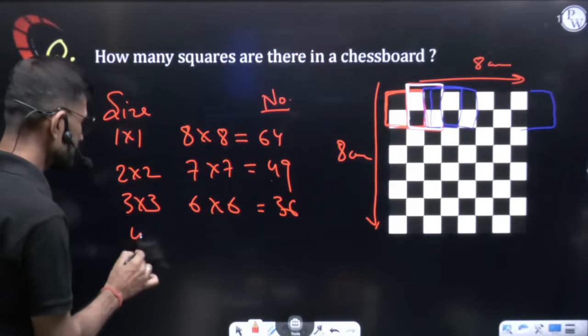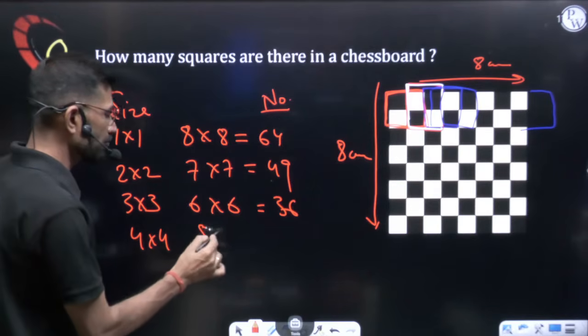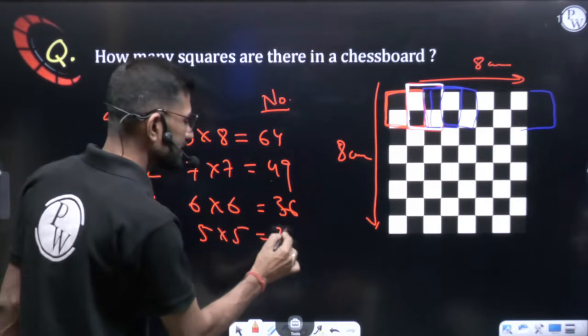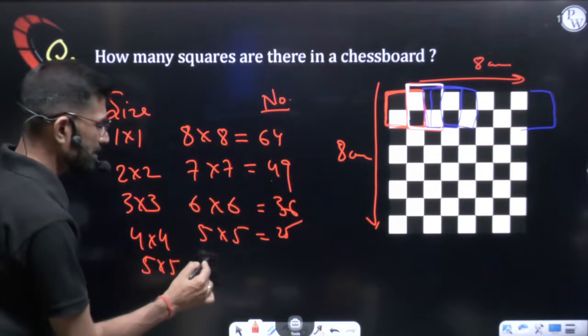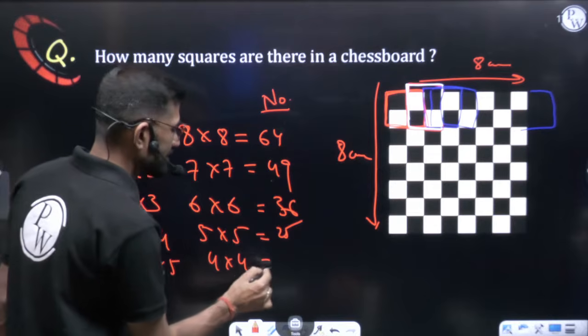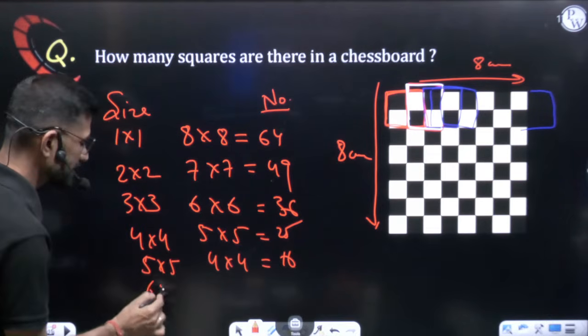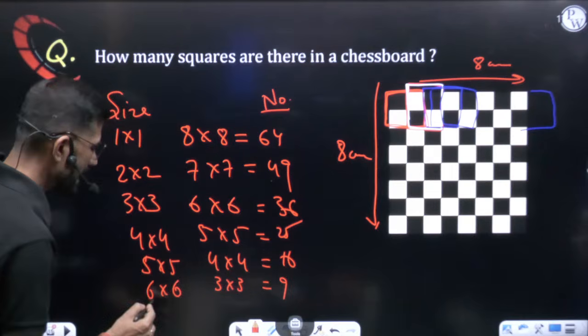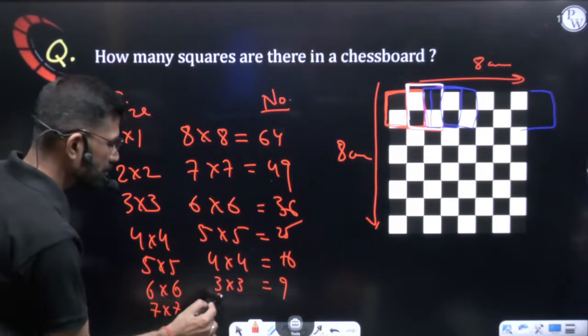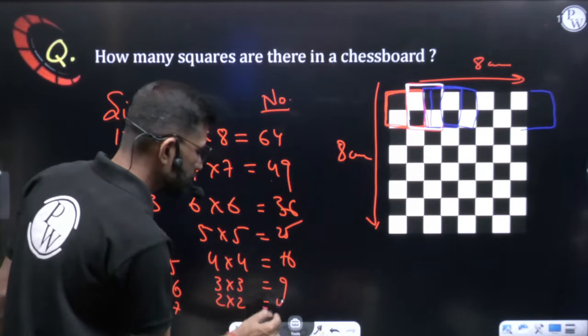4 centimeter by 4 centimeter, how many you will be getting? 5 into 5, that is 25 squares. 5 centimeter into 5 centimeter, how many you will be getting? That is 4 into 4, 16 squares. Similarly, 6 centimeter by 6 centimeter, you will be getting 3 into 3, 9 squares. And 7 centimeter by 7 centimeter, you will be getting 2 into 2, that is 4 squares.